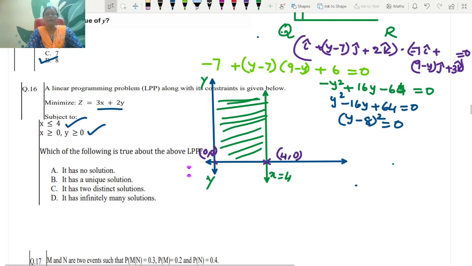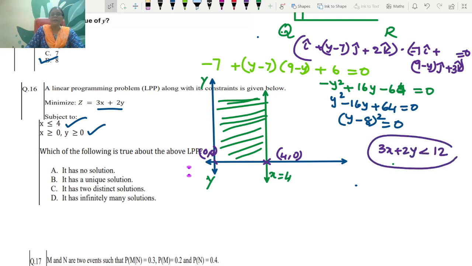Then when you put x equal to 0, y equal to 0, x equal to 4 and y equal to 0, this comes out to be 12. So that is 3x plus 12y should be less than, that's a line that we'll draw and identify this region. Now let us identify the region.